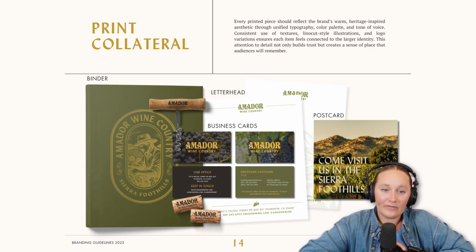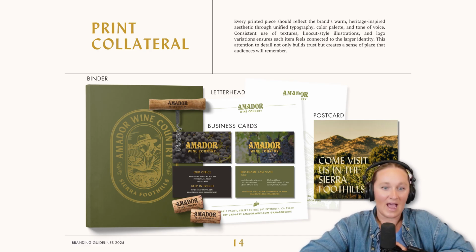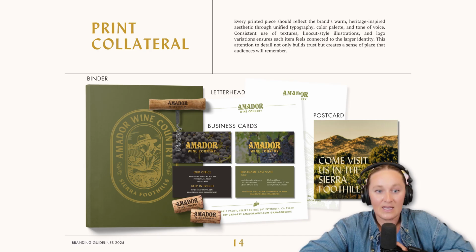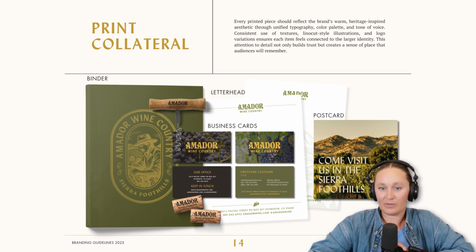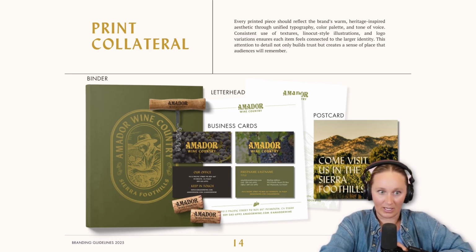So here I have: every printed piece should reflect the brand's warmth and heritage-inspired aesthetic through unified typography, color palette, and tone of voice. Consistent use of textures, linocut style illustrations, and logo variations ensures that each item feels connected to the larger identity. This attention to detail builds trust and creates a sense of place that audiences will remember. So, showcasing it not only visually, but describing it in writing is really important to make sure that people feel like, okay, does this match our guidelines or does this not match the guidelines?